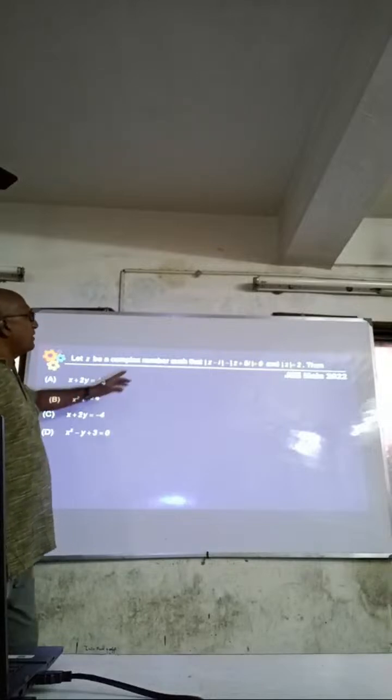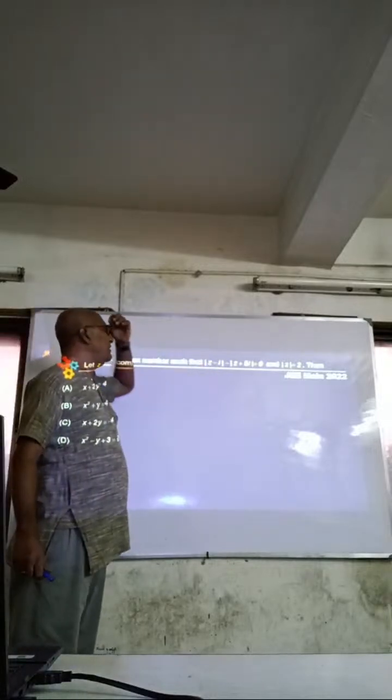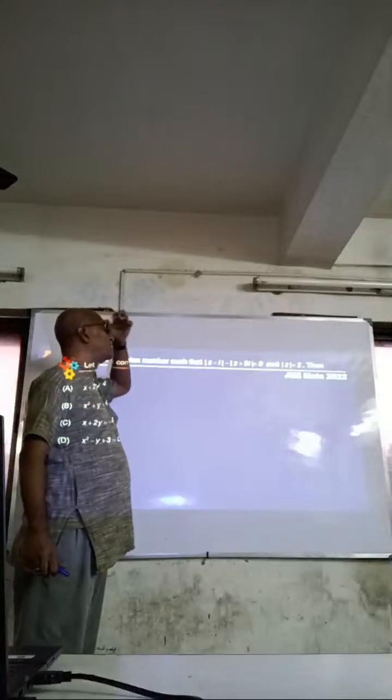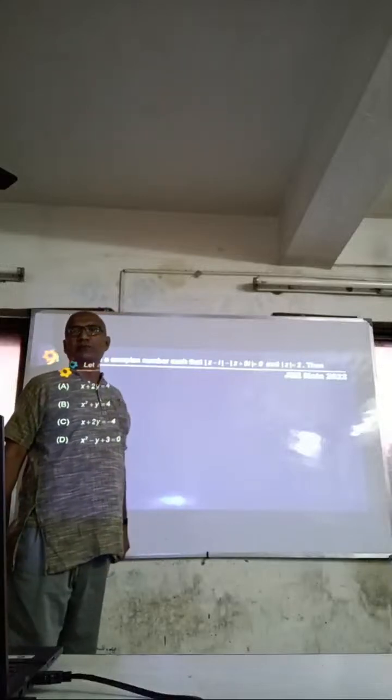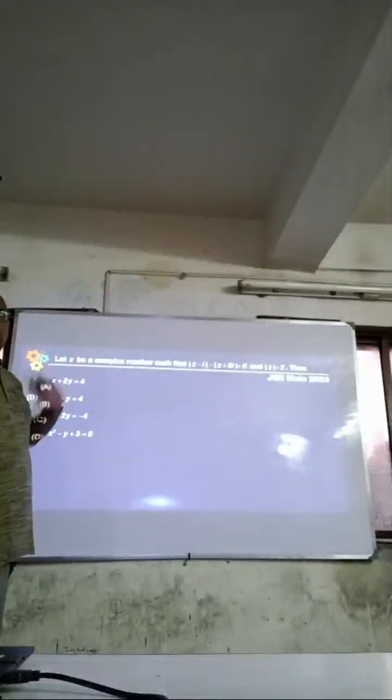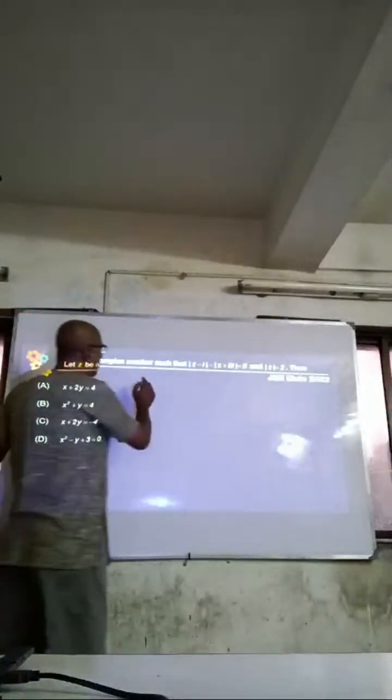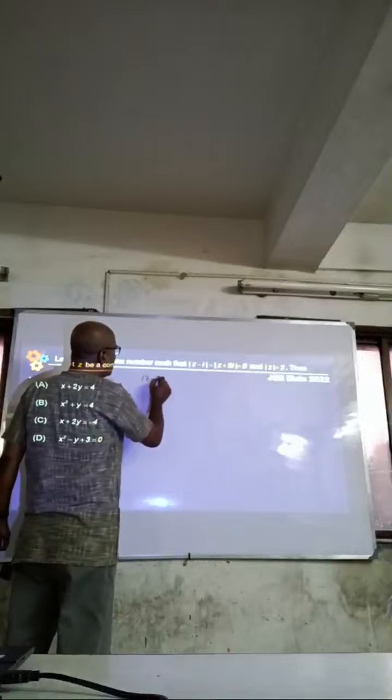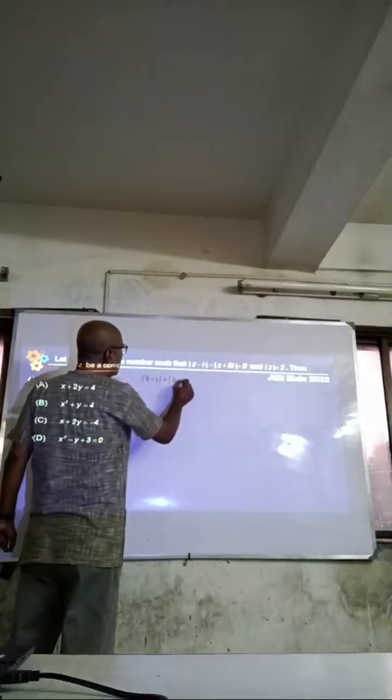Z be a complex number such that mod of z minus iota minus mod of z plus 5 iota equals to 0. Right? Yes or no? So mod z equals to 2. Then which relation? Correct. Mod of z minus iota equals to mod of z plus 5 iota.